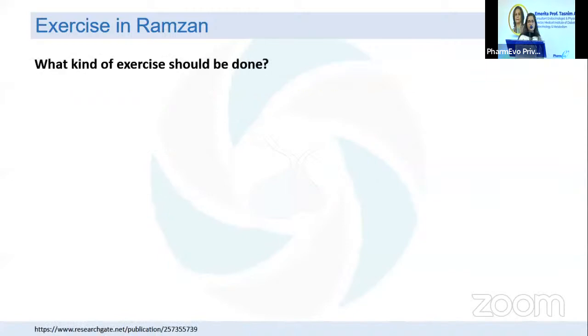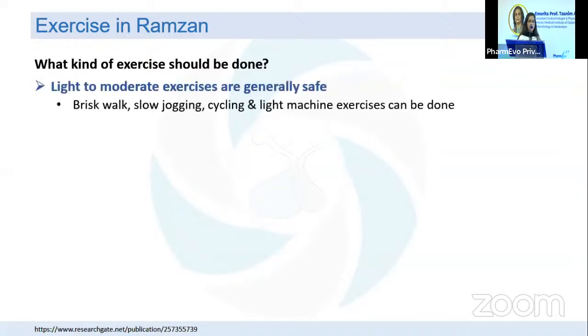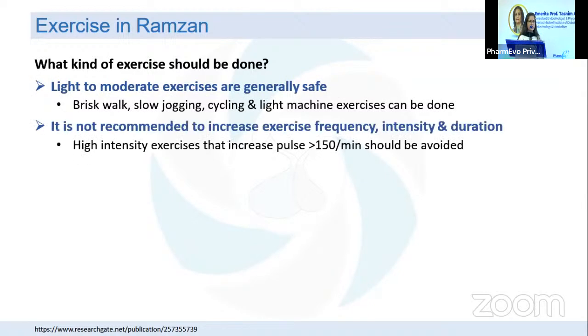What kind of exercise should be done? This I am talking about low risk type 2 diabetic patients. So light to moderate exercise is generally safe, like brisk walk, slow jogging, cycling, and light machine exercises can be done. It is not recommended to increase exercise frequency, intensity, and duration, and high intensity exercises that increase pulse more than 150 should be avoided.